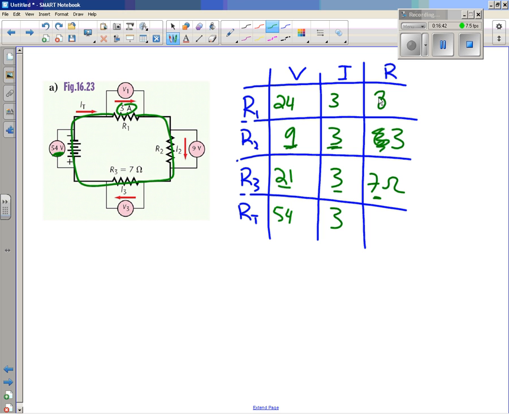24 over 3 is 8. 8 ohms. Oh, we still got to do the total resistance. You can do it by going 54 over 3, or you can just add up those resistances. 15 plus 3 is 18. Either way, it should give you the same value. Otherwise, we did something wrong. There it is. That's a series circuit.